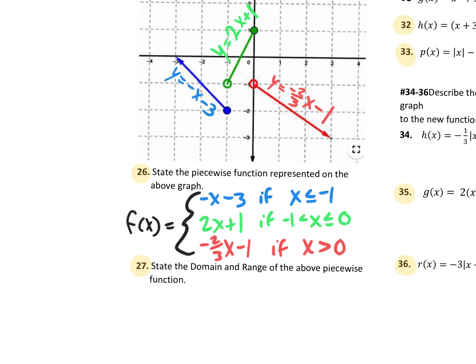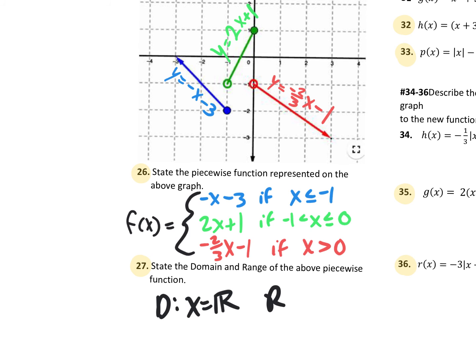Now, number 27, state the domain and the range of the above piecewise function. Domain is the x's. Do any of these three pieces go to the left forever? Yes, the blue one does. Does any of these three pieces go to the right forever? Yes, the red one does. So it does go to the left and to the right forever. That means that your domain is x equals all real numbers.